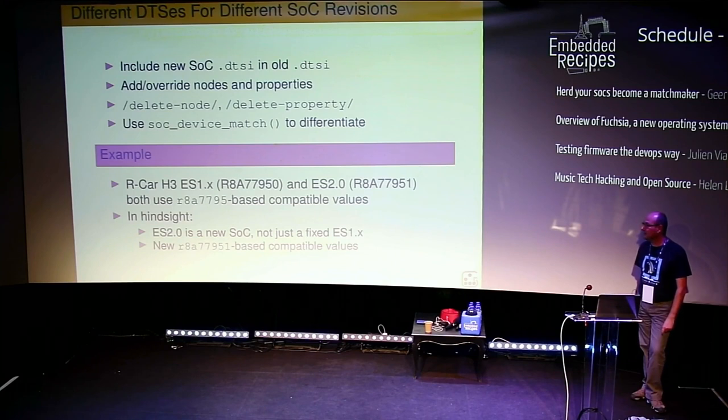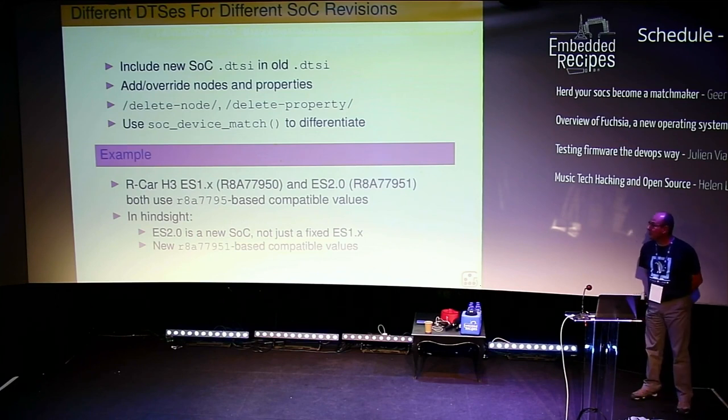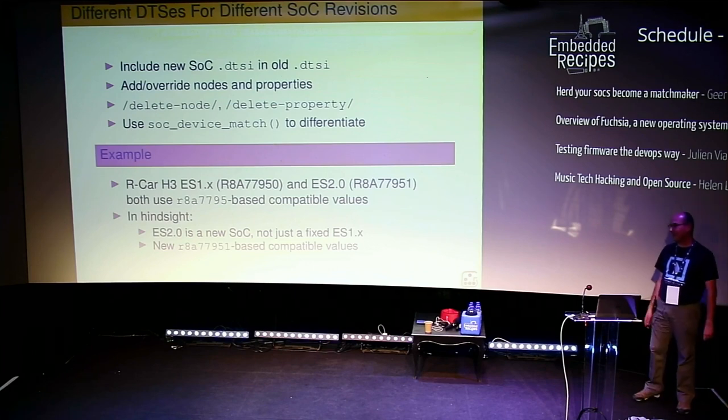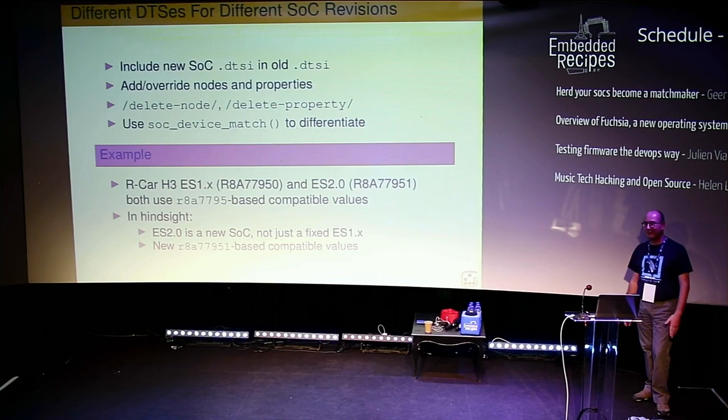So as I said, this is what we use for the Archer H3 ES1 and ES2 SoCs, which both use compatible values that are the same. However, in hindsight, we wouldn't repeat this system. When new family members of Archer Gen 3 showed up, it became clear that Archer H3 ES2 is really a new SoC and not just a fixed ES1. There are many more differences than compared to other members of the family. So if we would have to do it again, we would introduce a new compatible value for the new SoCs, which would hopefully make our life easier.